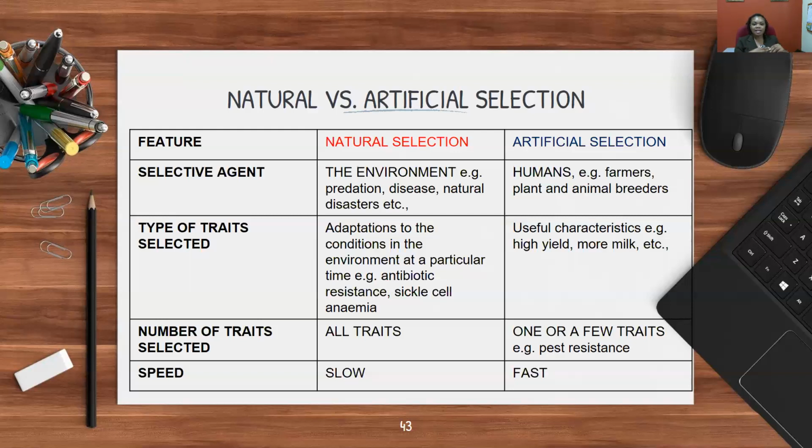Number of traits selected. In natural selection, all traits. In artificial selection, one or few. So you can make your plants pest resistant, the one particular trait that you think would be ideal, and you would do that. You would manipulate it. The speed for natural selection is very slow, years, millions of years even. While for artificial selection, it's quick, it's fast.